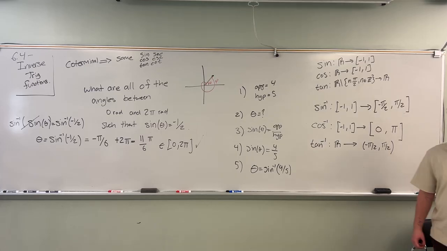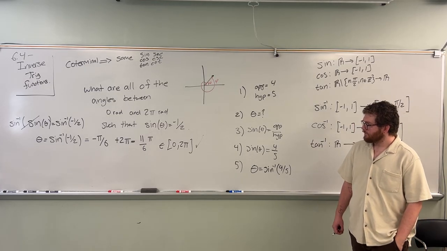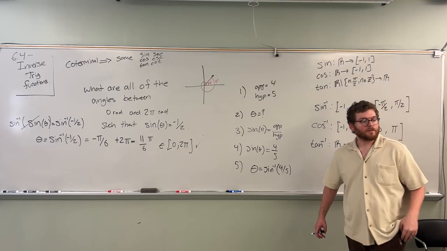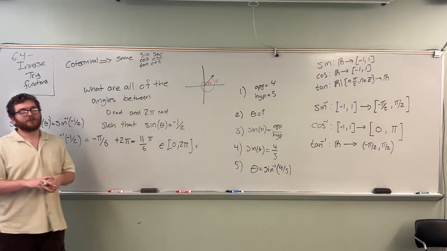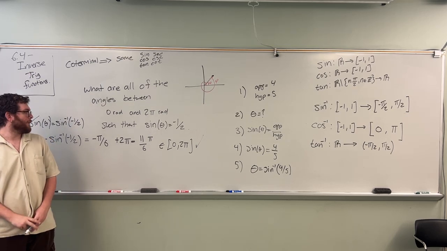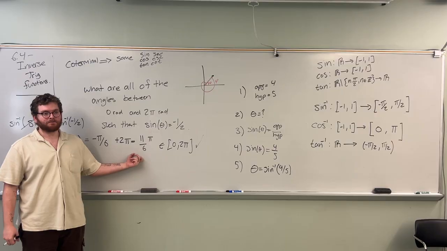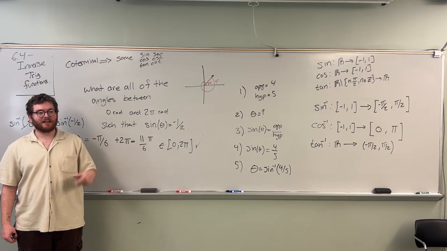Yes? The -pi/6 means that the angle is going clockwise instead of counterclockwise? Exactly. So the angle is going clockwise, but this question specifically asked, okay, I want to think about counterclockwise around the entire circle. So we had to do a little bit of adjusting. But this is in the exact same place. It's just now it's been given as a positive result.